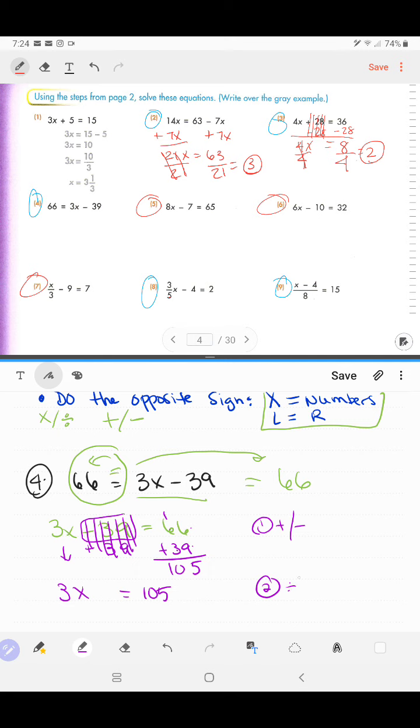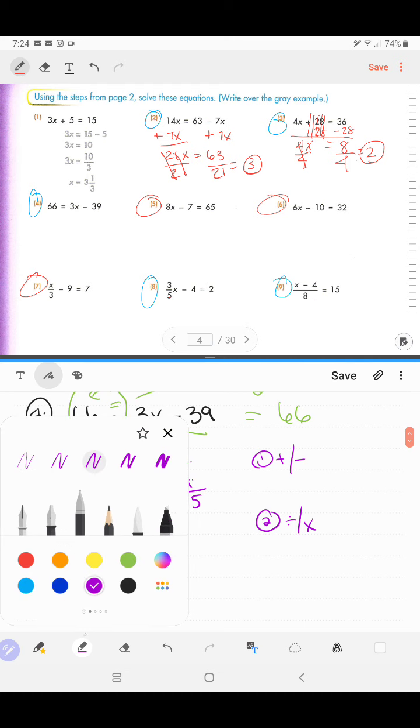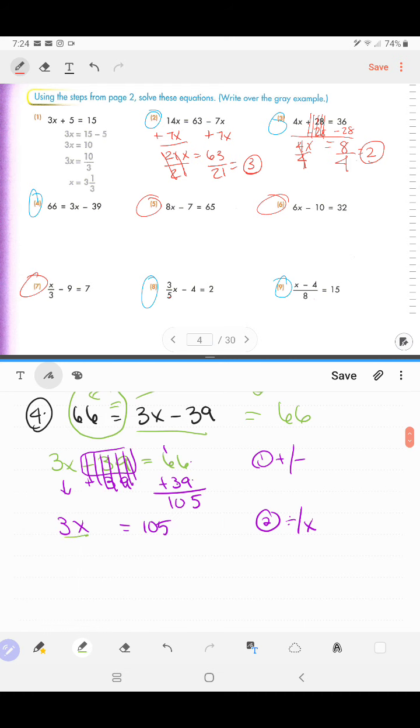Second step is to divide or multiply. Again, if you see a number next to x, just like this, you're going to divide. If it has a number under it like this, you would divide first or multiply first and then divide. But right now we're just doing multiply. So opposite is divide by 3, divide by 3.